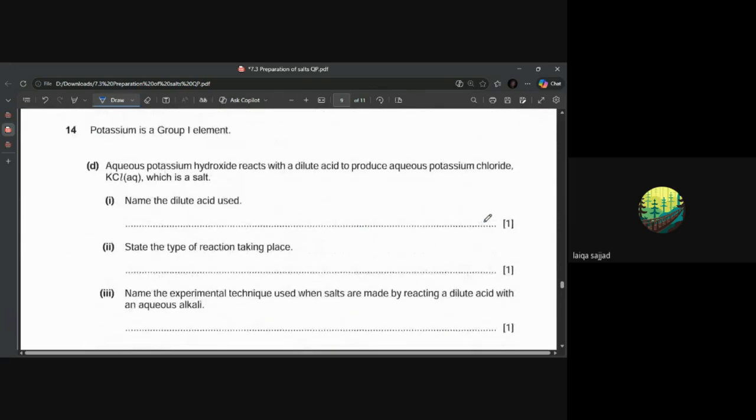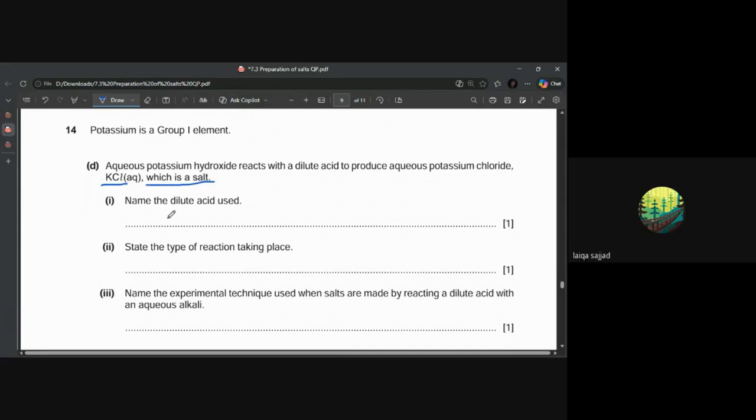Okay, then we are given potassium is a group 1 element. Aqueous potassium hydroxide reacts with a dilute acid to produce potassium chloride, which is a salt. Name the dilute acid used. Potassium chloride, it is a salt, so hydrochloric acid. Very good.